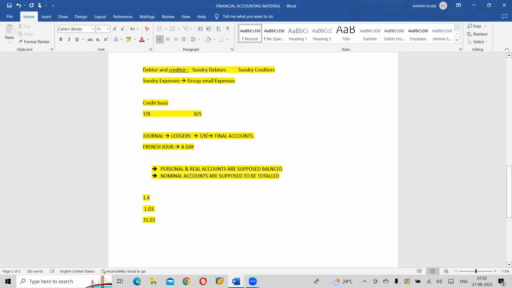Trial, in the sense, you know, what do you mean by trial? Checking. Before doing something, we will check it. So before preparation of final accounts, it's mandatory. If you prepare final accounts directly without a trial balance, and something went wrong in the ledgers, then your entire final financial statements will go wrong. So that is the reason we do the trial balance, the trial check.